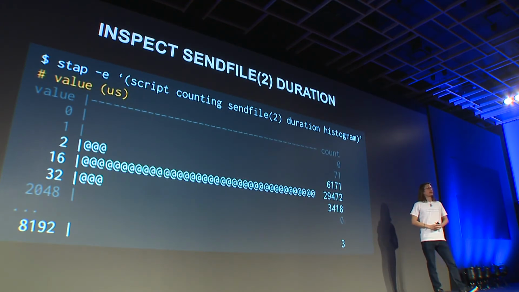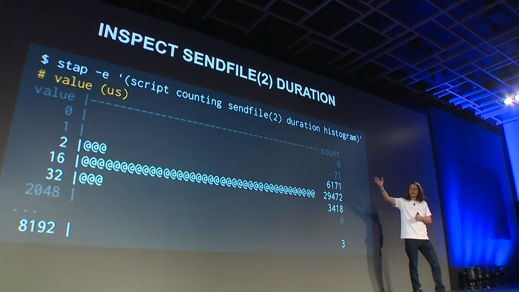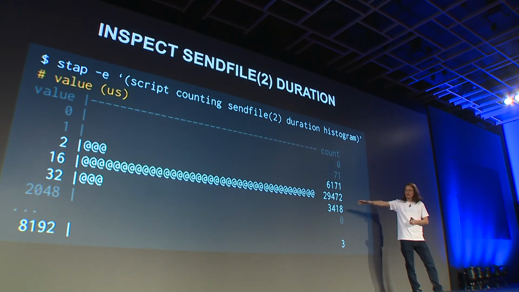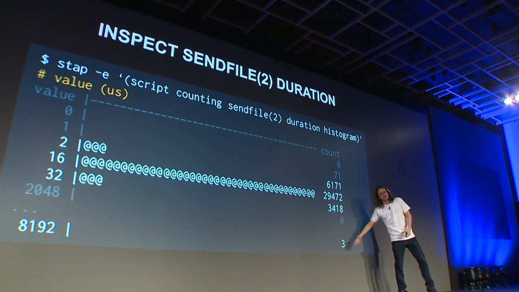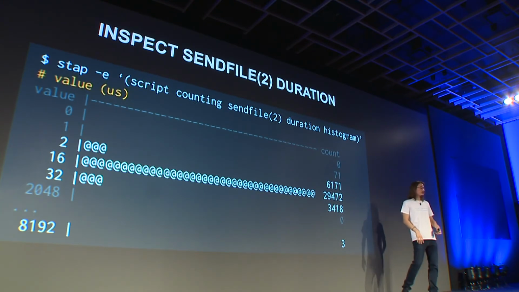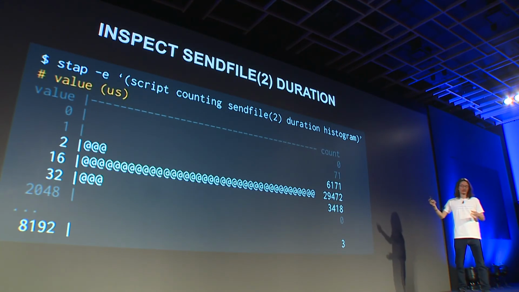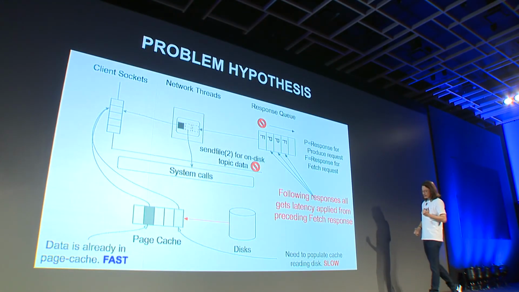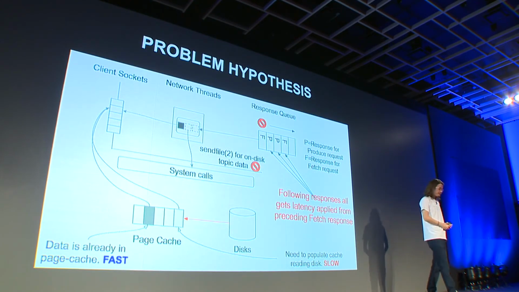We're going to skip the script's details, but what we got is a histogram. As you can see, most of the processing completed in several milliseconds, in a short time. Only a small portion showed a very slow processing time. Based on that, we were able to form a hypothesis.